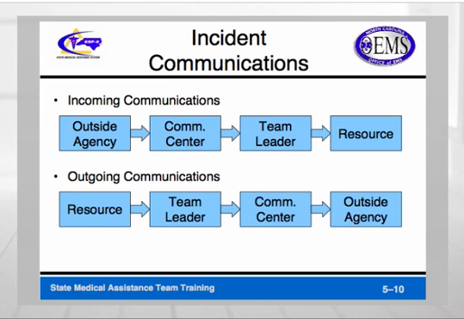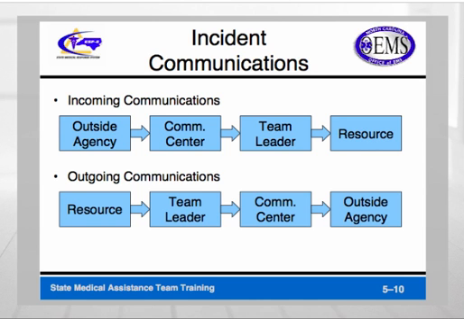For outgoing communications, information or a request is given to a team leader via radio or general message. The team leader reviews the request and passes it to the Communications Center via radio or general message. The Incident Communications Center uses the appropriate method to transmit the request or information. And finally, the outside contact confirms receipt of the information or request.